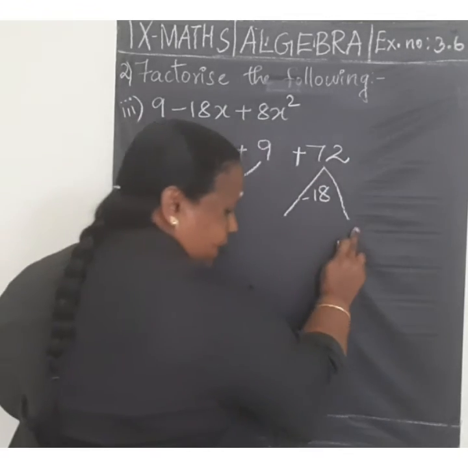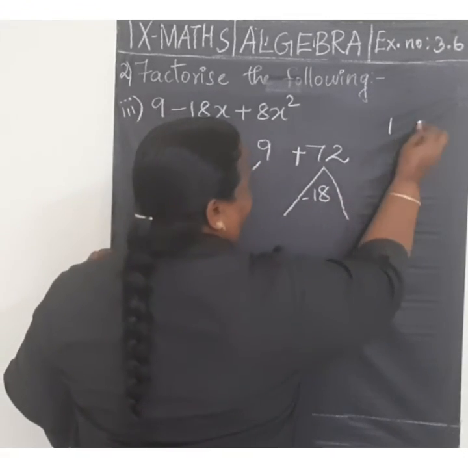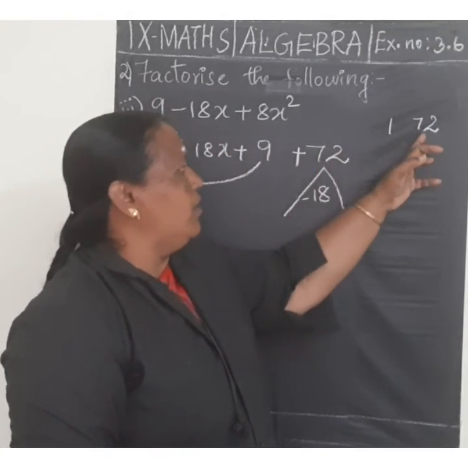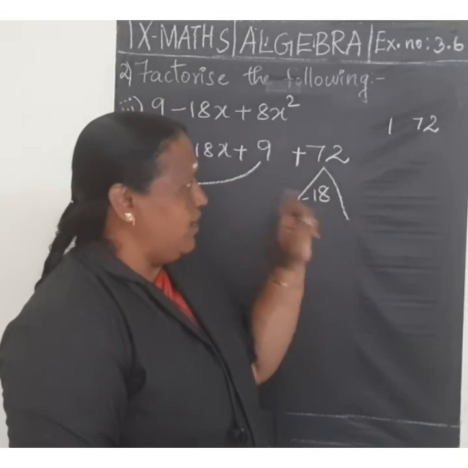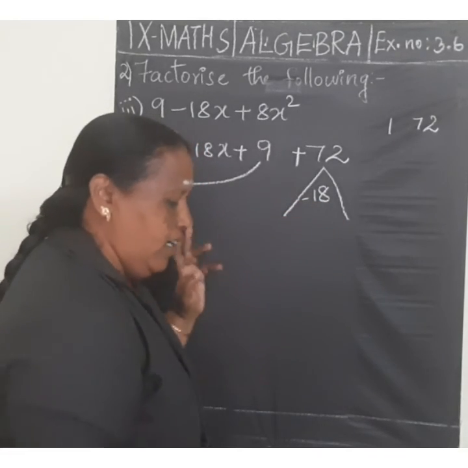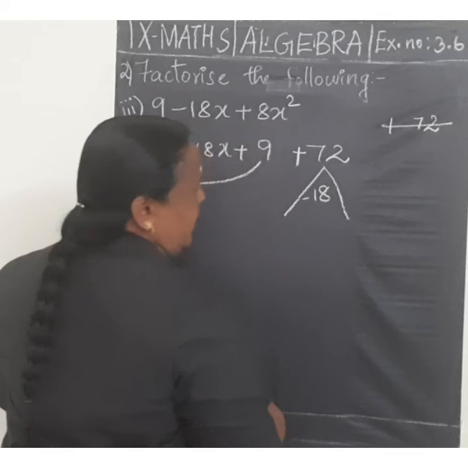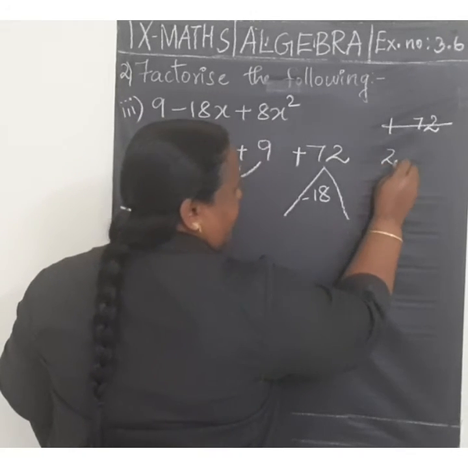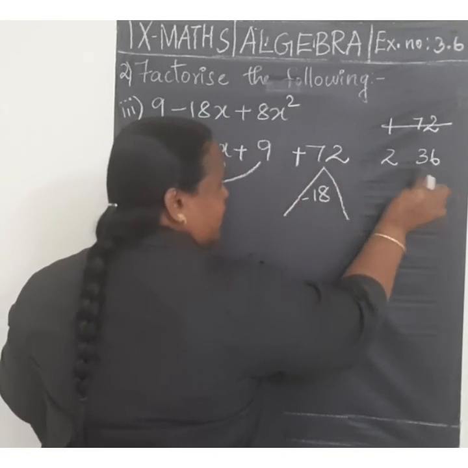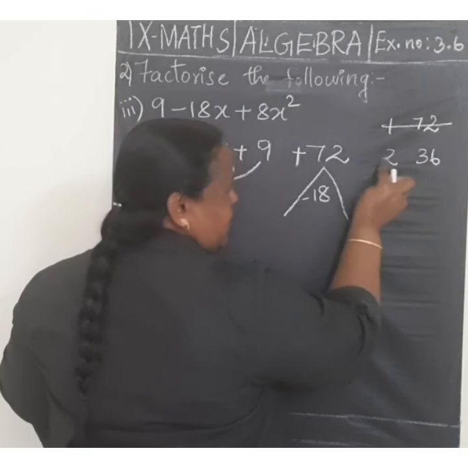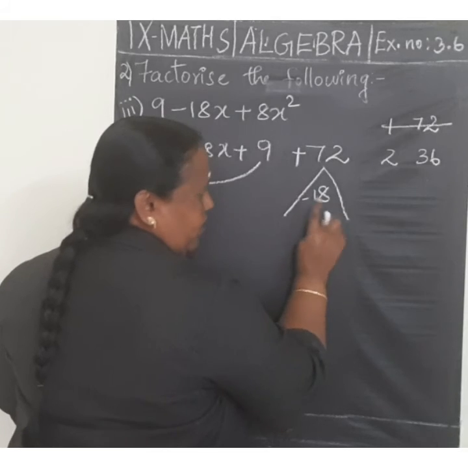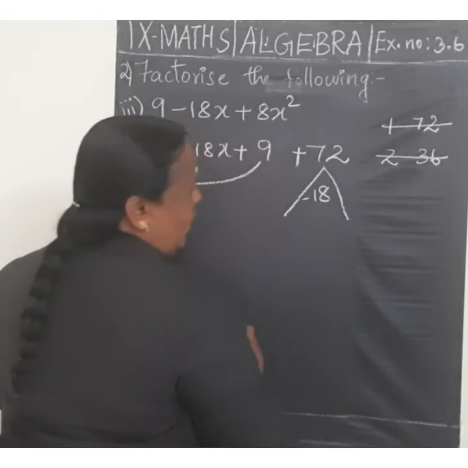Now we will first find the factors of 72. If we take 1 and 72, when we multiply we get 72. But when we add, 72 plus 1 is 73, and 72 minus 1 is 71. We are not getting 18, so we can't take 1 and 72. Next we go for the second table, 2 times 36 is 72. If we add, 36 plus 2 is 38, and 36 minus 2 is 34. We are not getting 18, so we can't take 2 and 36 also.